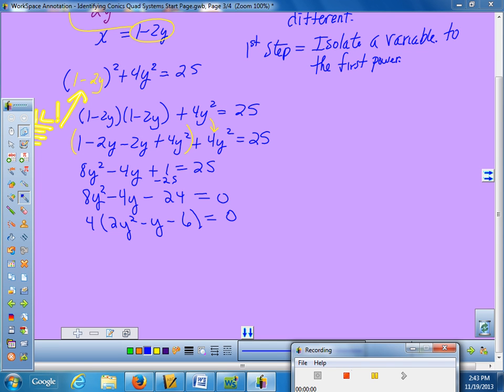So everybody's got the factors of that trinomial all figured out, right? It's got to be 2y and y. 6 and 1, 2 and 3, what do you think? 2 and 3. Which one goes where?